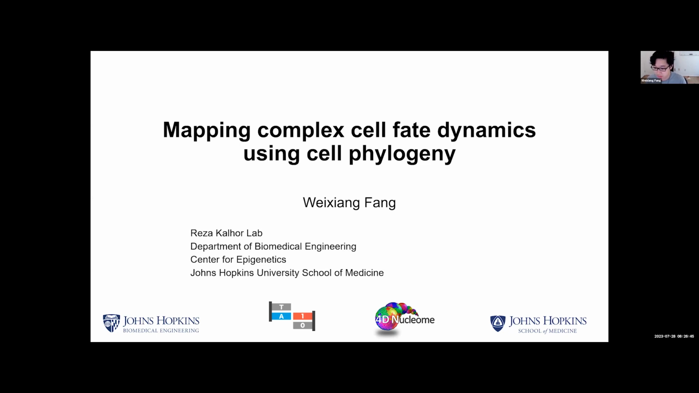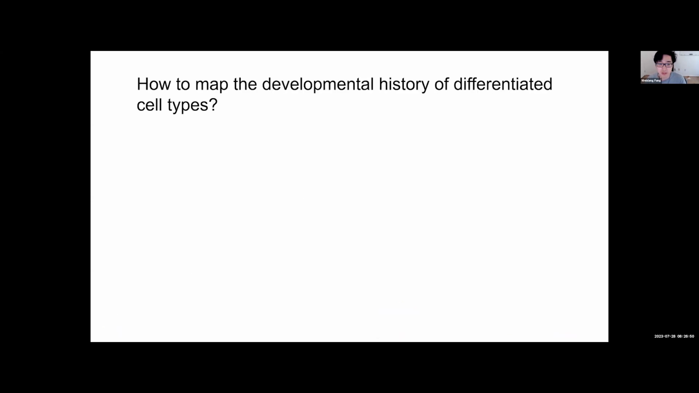Let me see if my slides can advance. Okay. So I want to start this talk by putting out this question of how do we map the developmental history of complex differentiated cell types, which I think is a fundamental question that people ask in the field of developmental biology. So the first line of research that tries to address this question goes along the line of time course single cell omics, which I think most of the people probably are very familiar with.